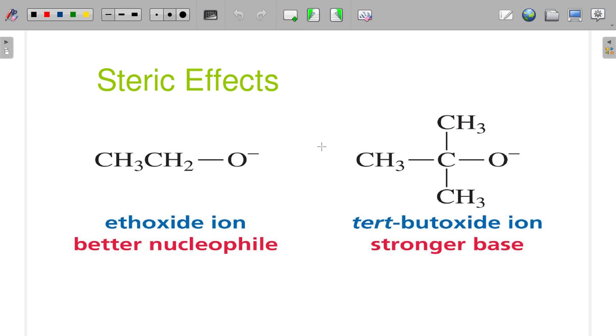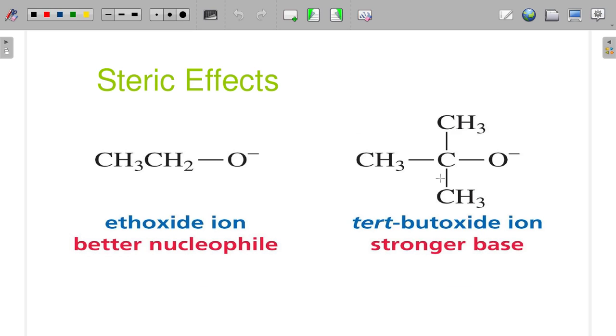All right. Other things to factor into it. Even though the tert-butoxide ion on the right is a stronger base than ethoxide, it's actually a weaker nucleophile for our substitution. And that's really a lot more to do with the size of it.